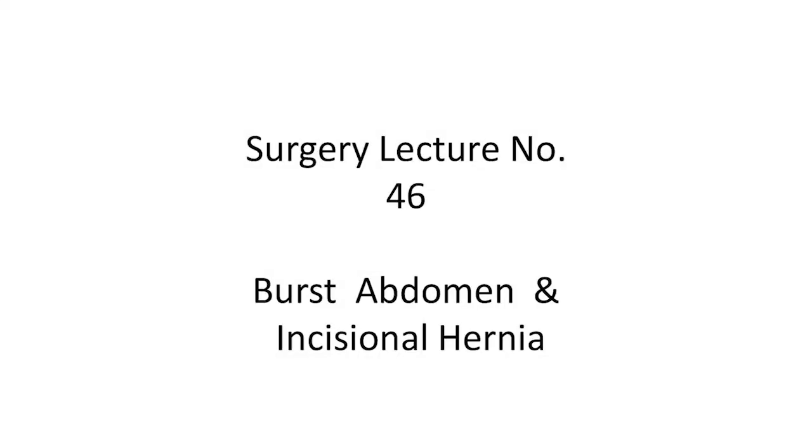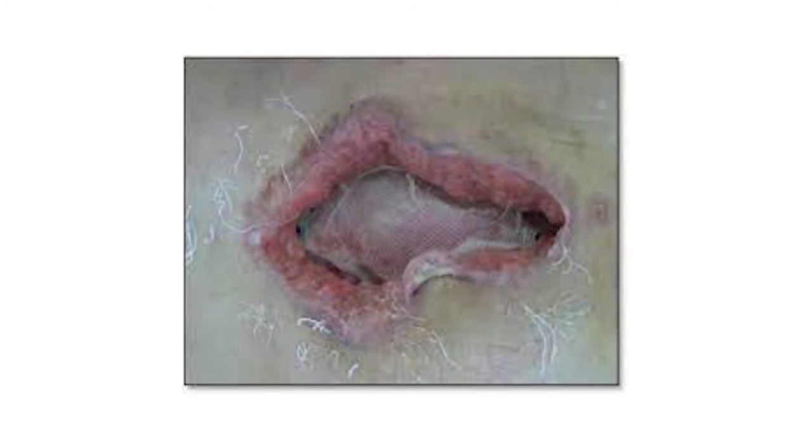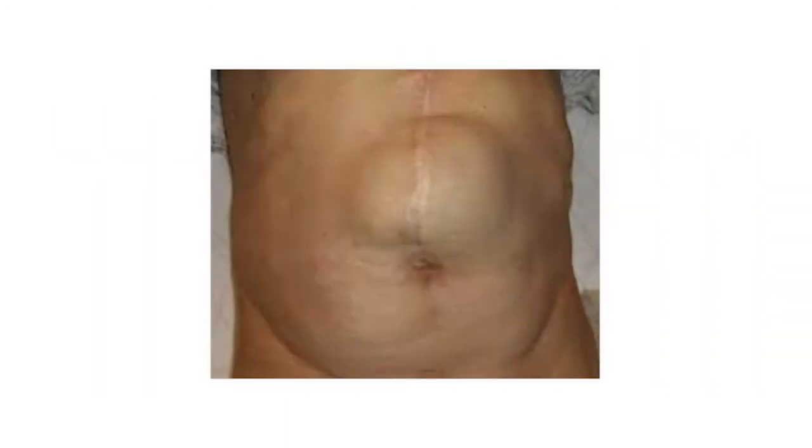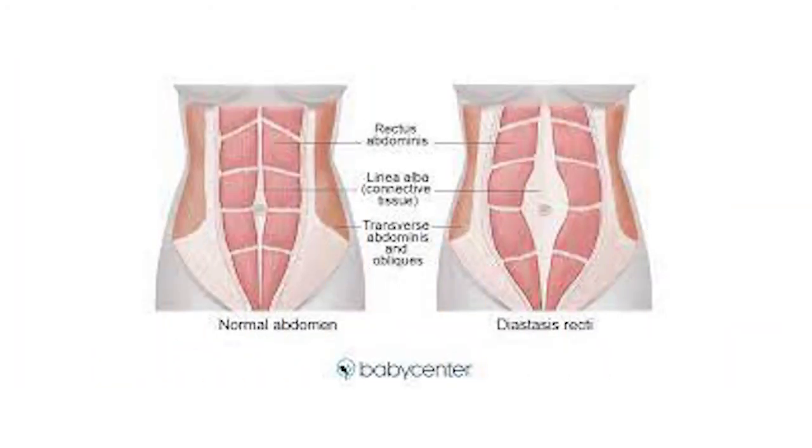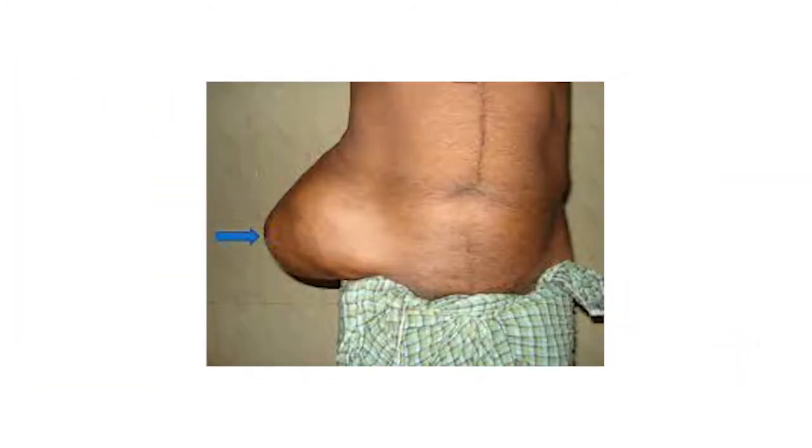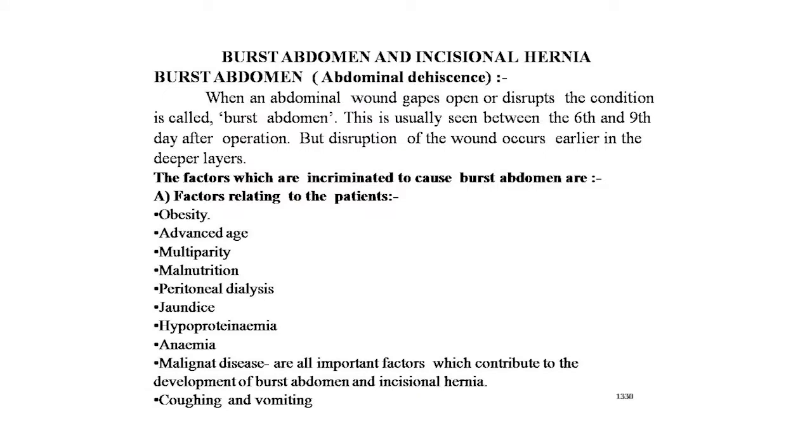Welcome dear friends to my surgery lecture number 46, that is the burst abdomen and the incisional hernia. In this lecture we will cover the burst abdomen, that is the abdominal wound dehiscence, incisional hernia and its types and treatments, divarication of the recti and lumbar hernia. Now start with the burst abdomen. Burst abdomen means the abdominal wound dehiscence.